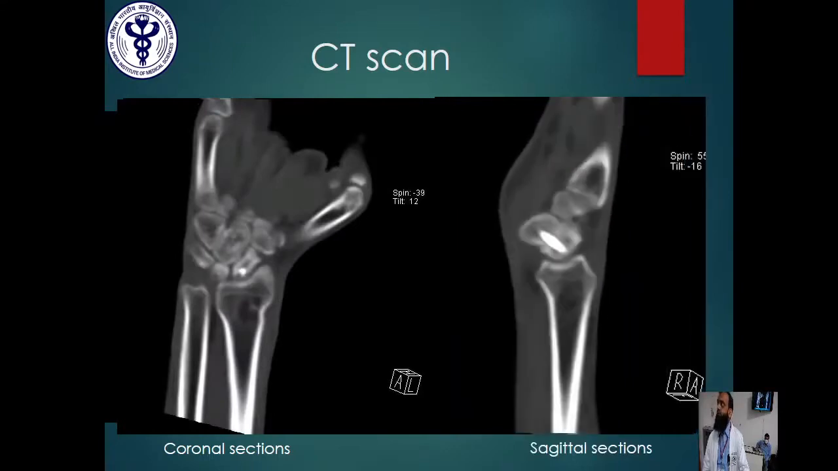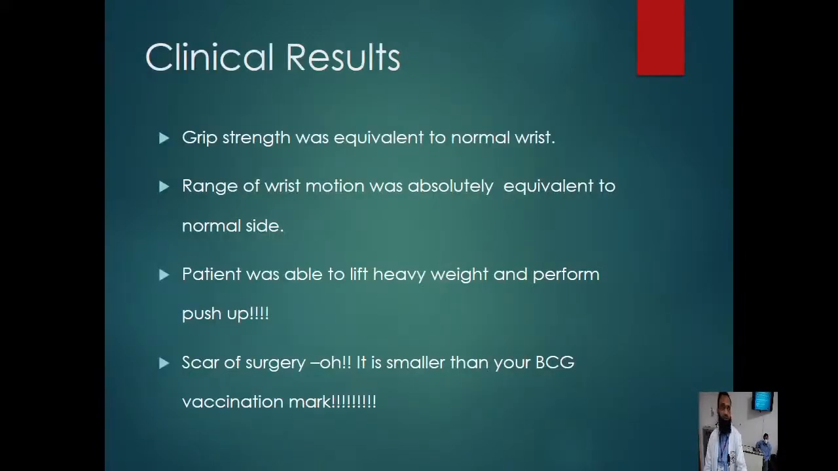Here the bone has completely united. But whether these results correlate with the clinical result is essential to see, because something seen on X-ray and MRI is not equivalent to the patient's results. So the grip strength was equivalent to the normal side. The range of wrist motion was absolutely equivalent. The patient was able to lift heavy weight and perform push-ups.